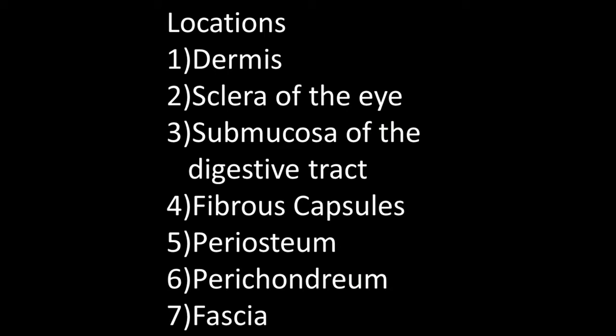One section is the dermis, which is a layer in the outer skin that's between the epidermis and the deep subcutaneous tissue. You can also find it in the sclera, the submucosa of the digestive tract, and in fibrous capsules, such as the periosteum, which lines the outer surface of bones, and the perichondrium, which is a protective layer around the cartilage of developing bone. You can also find it in the fascia. Fascia is membranes around some of the muscles, nerves, and blood vessels.